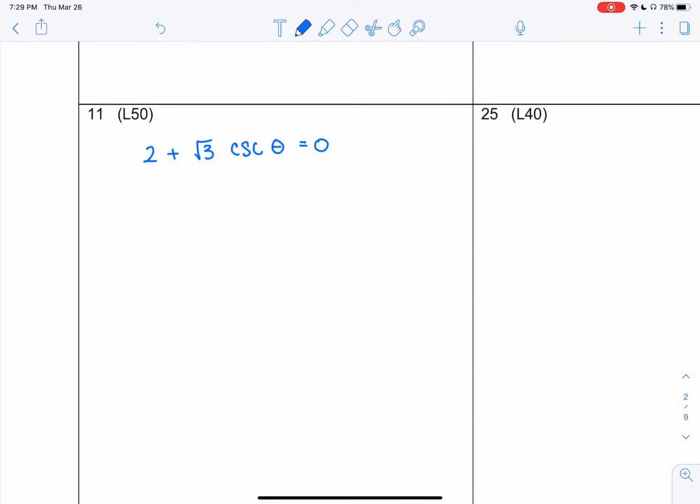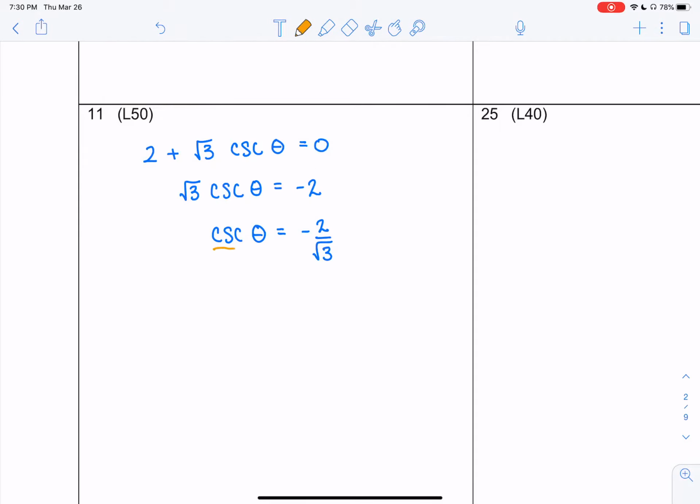Up to this point, the domain that they give us really hasn't mattered. You'll find later in the week that it is something we have to pay attention to. I'm going to subtract 2 to the other side as my first step, so now I have negative 2 on the right side. Then I divide by root 3. So I have cosecant of theta equals negative 2 over root 3. Don't rationalize that yet. We're dealing with an inverse function.